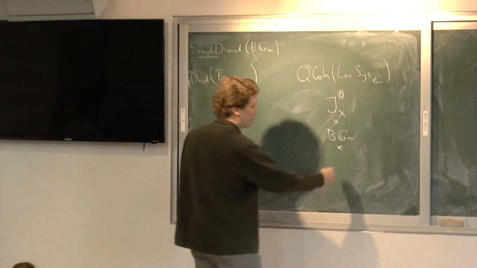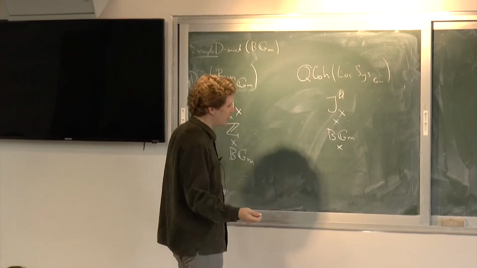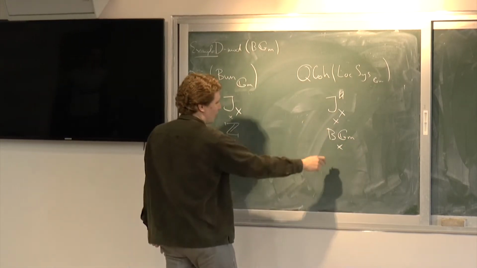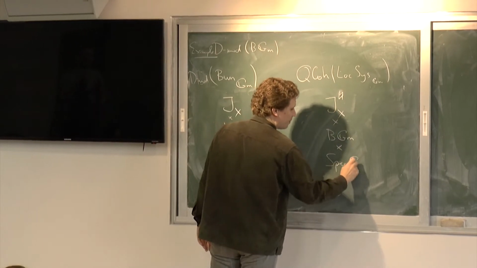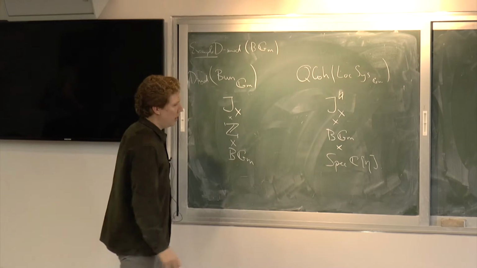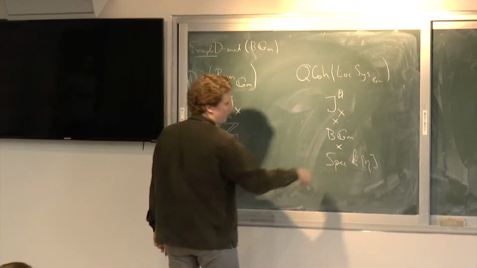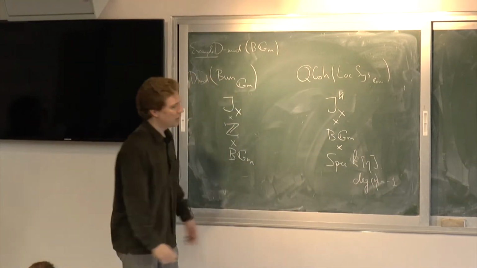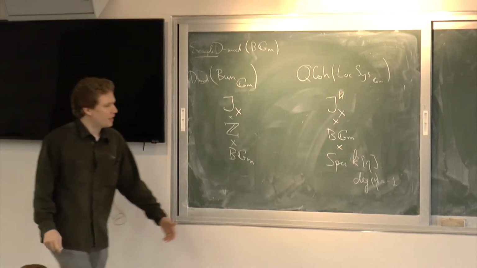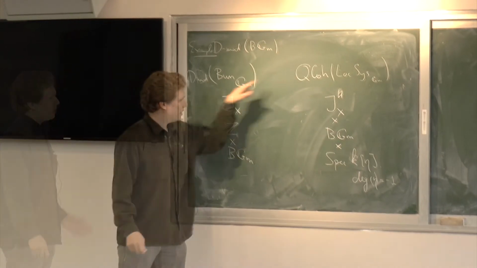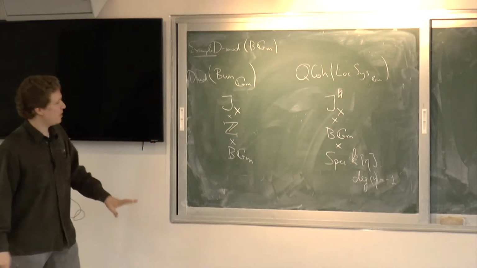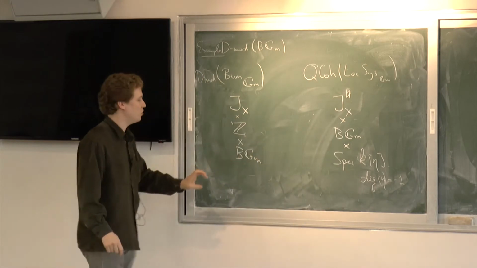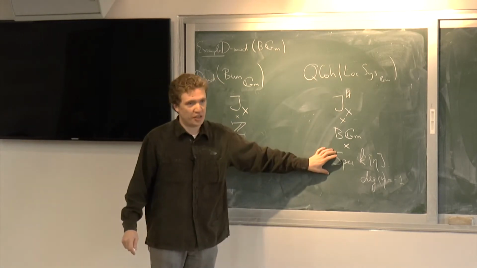and then there is something non-classical, meaning DG. This is the spec of K[eta], where the degree of eta is equal to -1, the shifted version of the ring of dual numbers. The terms on the left-hand side and on the right-hand side match. So D modules here match with quasi-coherent sheaves here. D modules on Z match with quasi-coherent sheaves on BGM. And D modules on BGM are supposed to match this.